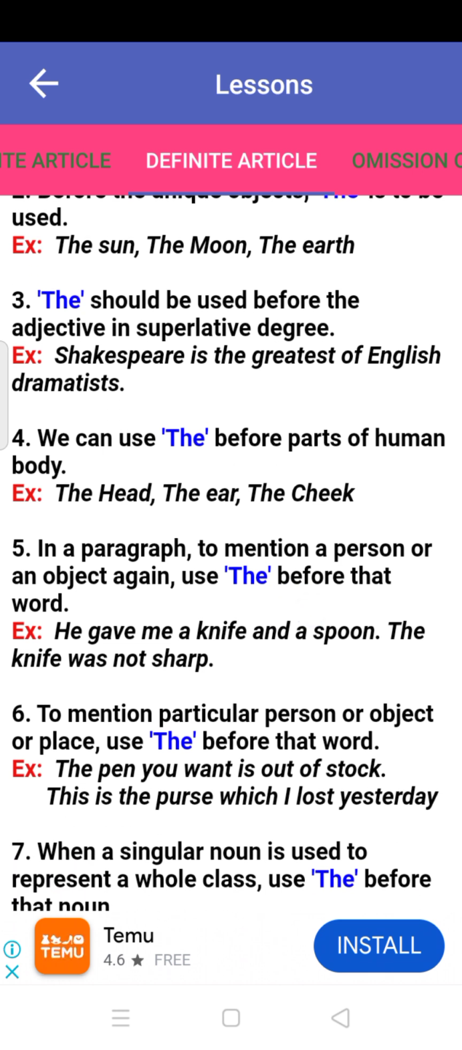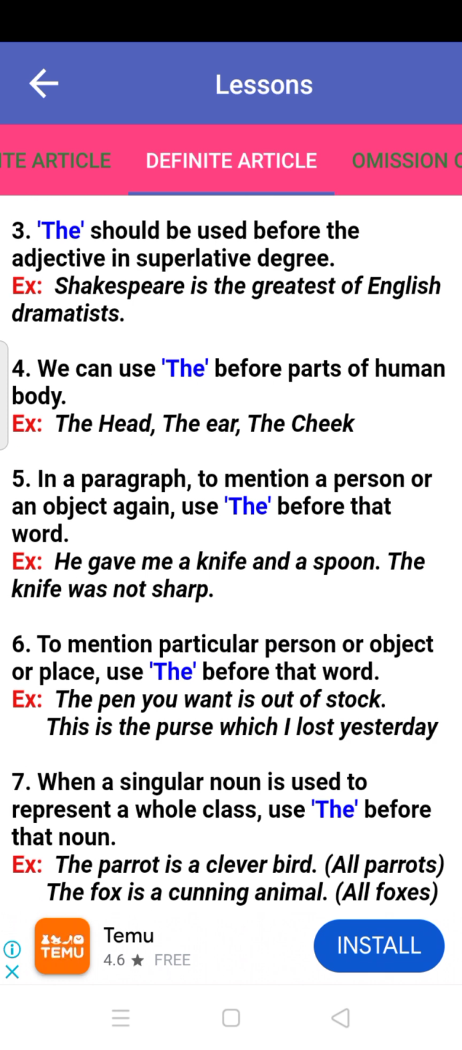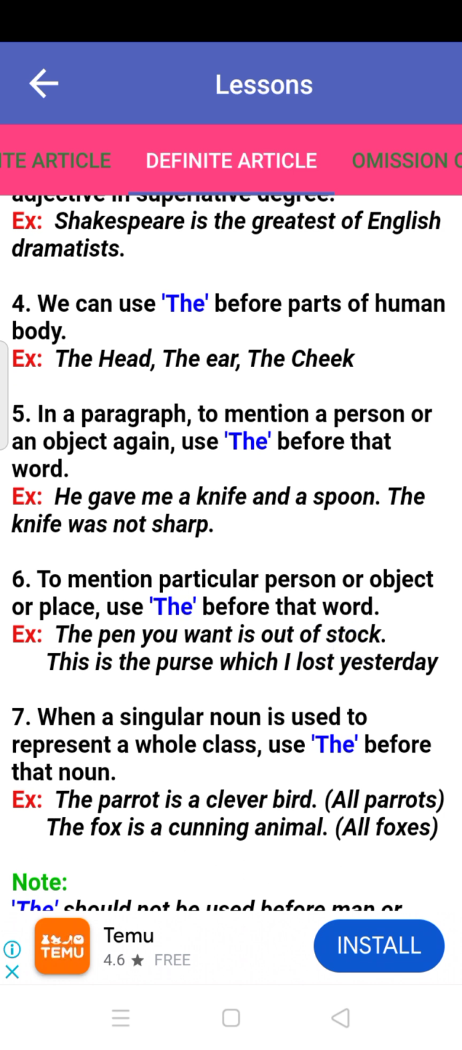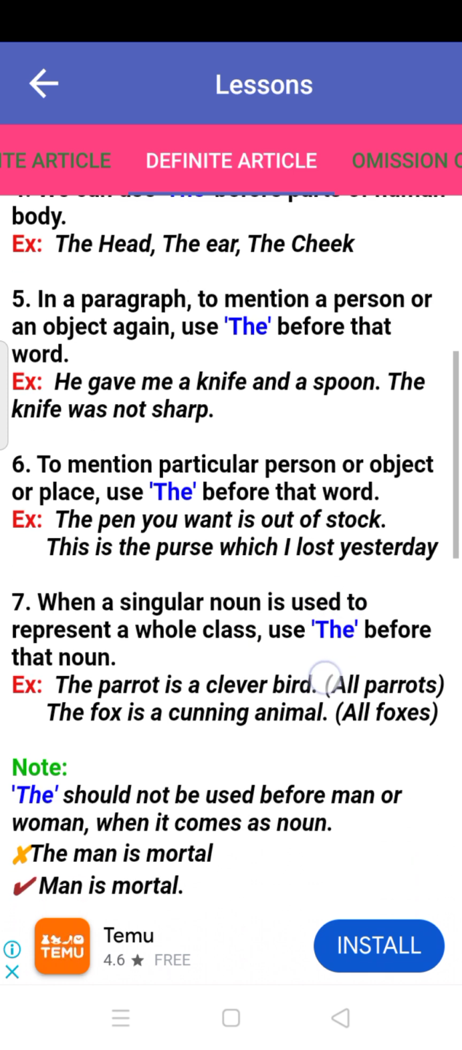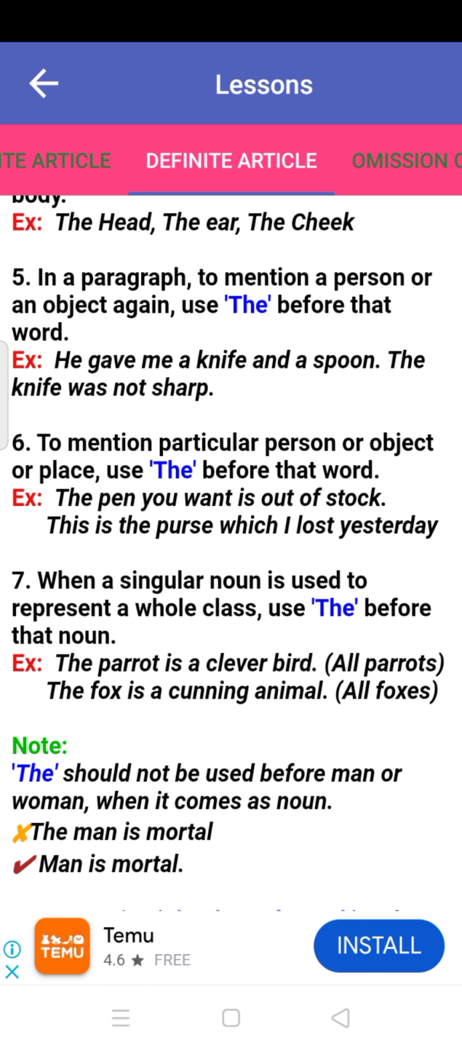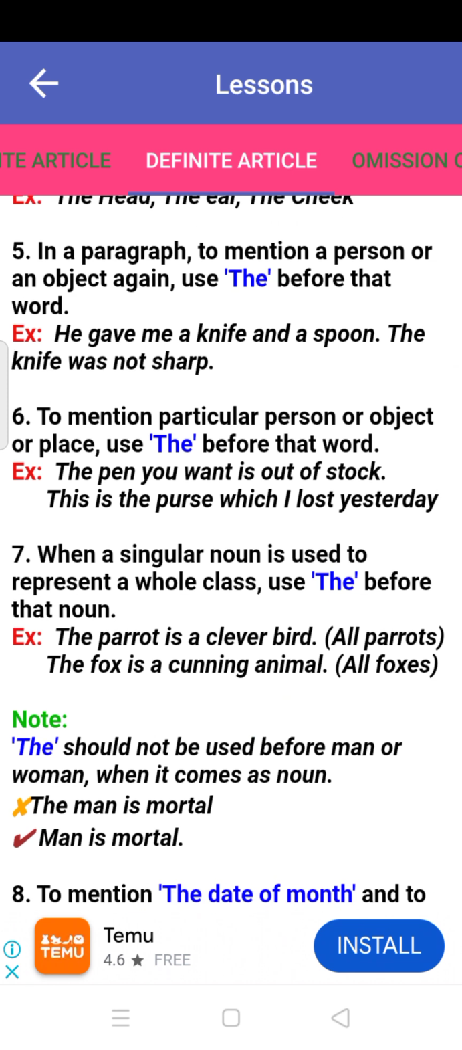Shakespeare is the greatest of English dramatists. The fourth one is: we can use the before the parts of the human body: the head, the ear, the cheek. The fifth one is: in a paragraph, to mention a person or an object again, use the before that word. He gave me a knife and a spoon. The knife was not sharp. So that is a nice and wonderful example.